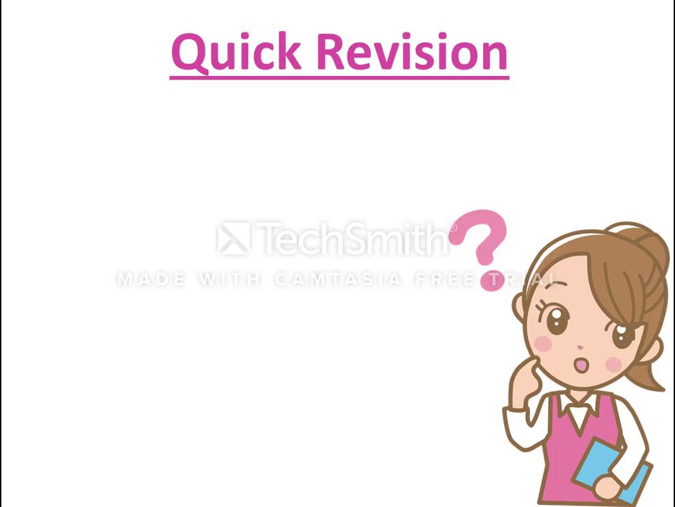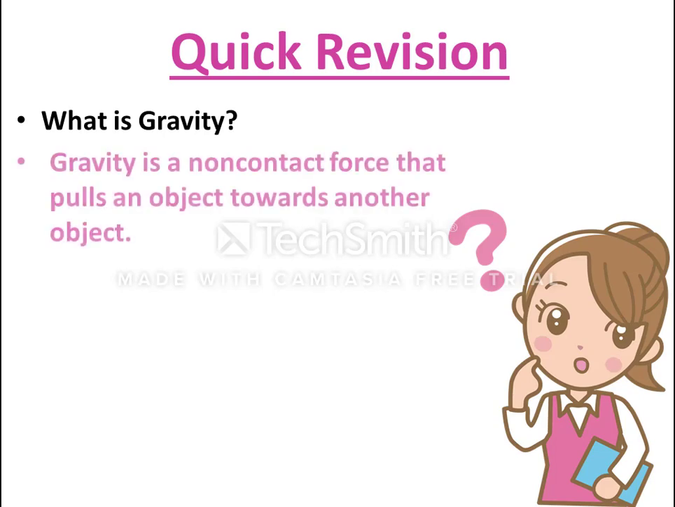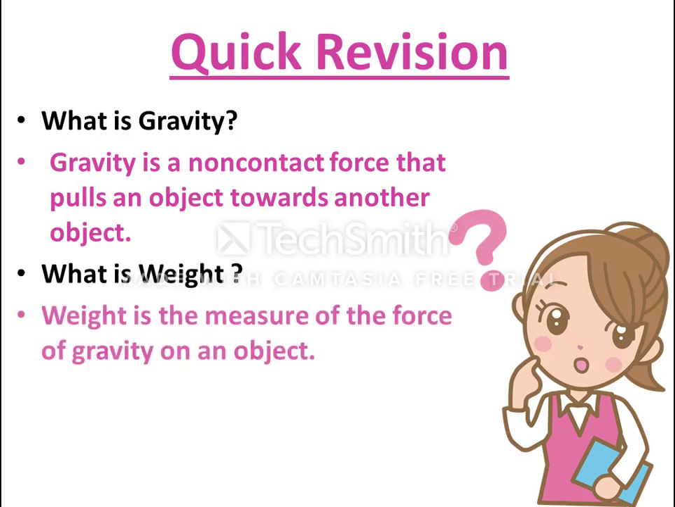Now let's see what is gravity. Gravity is a non-contact force that pulls an object towards another object. And if we want to say this other object is what? Earth. Excellent. Both of them are correct. Our second definition is what is weight. Weight is the measure of the force of gravity on an object.